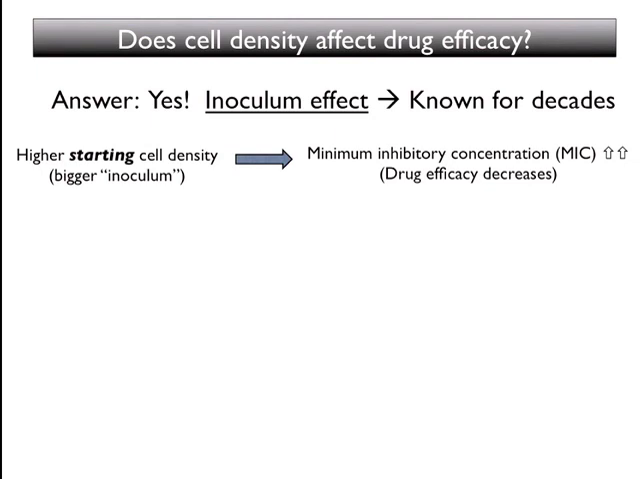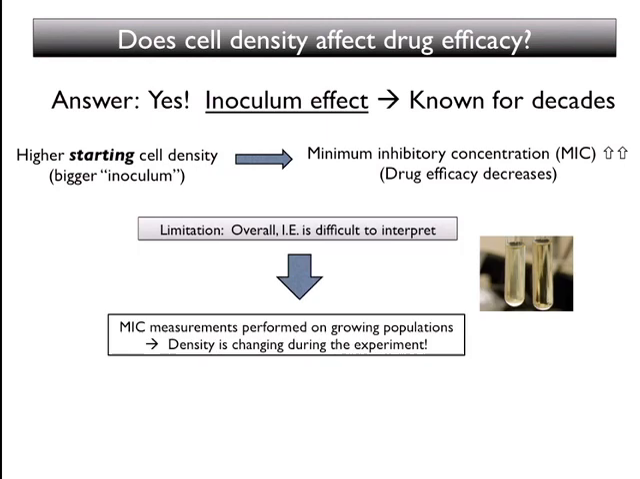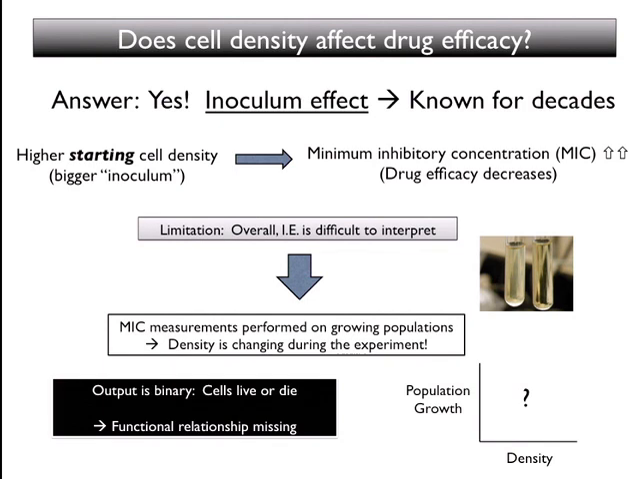Okay, so there's this relationship between your starting population density and how much drug it takes to kill the cell. It's a little difficult to interpret, though, and one of the reasons is that these measurements are performed on growing populations, and the populations can sometimes change density by orders of magnitude on the time scale of one of these experiments. So it's difficult to say what the relationship is exactly between population growth in the presence of drug and density. The other thing is it's really just a binary output: the cells survive or not. We'd like to get a more quantitative output that we could maybe use to build mathematical models.